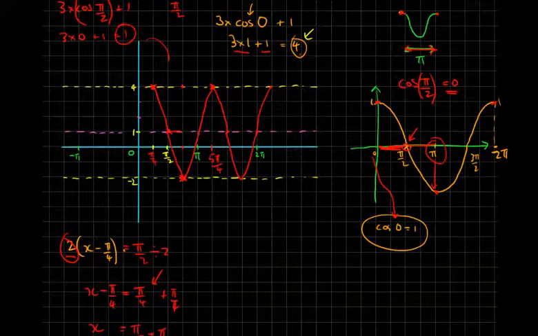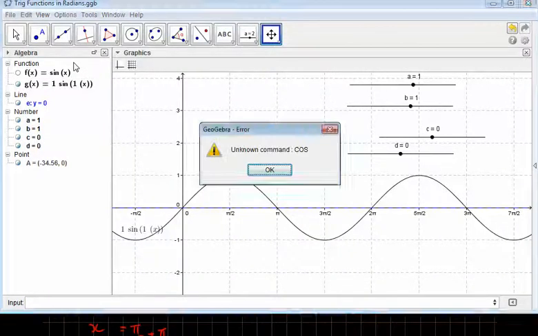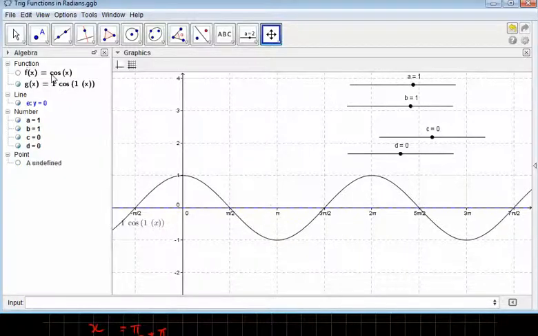Now if we double check it on our GeoGebra software, first of all, let's change the actual function to cos, because we're working with cos. So let's get that sorted first of all. Oops, it didn't like that because I did it in capitals. Okay, so get rid of caps lock. Cos. Okay, change to cos.